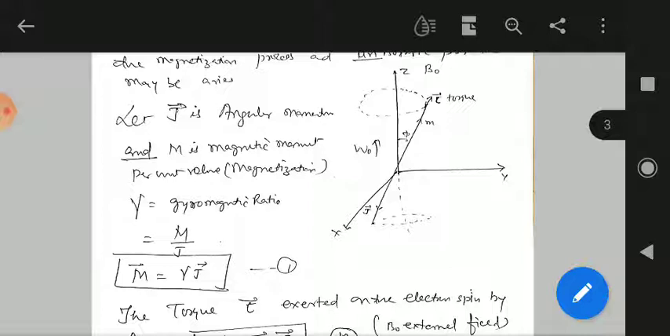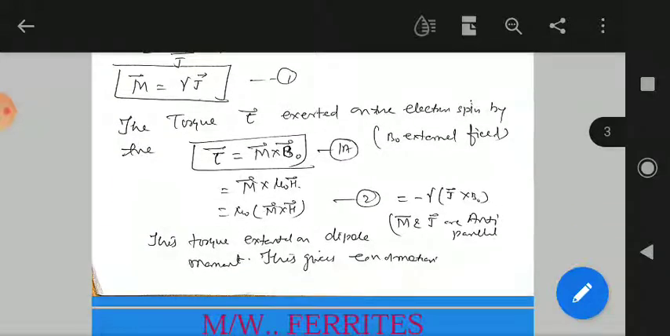Due to this, a torque arises and the spin starts to rotate. The torque tau exerted on the electron spin is given by tau equals M cross B0, where B0 is the external field. In place of B0 we can write mu0 H. So this is mu0 M cross H. If you write it in terms of G, then it is equal to minus gamma G cross B0, because M and G are anti-parallel to each other.